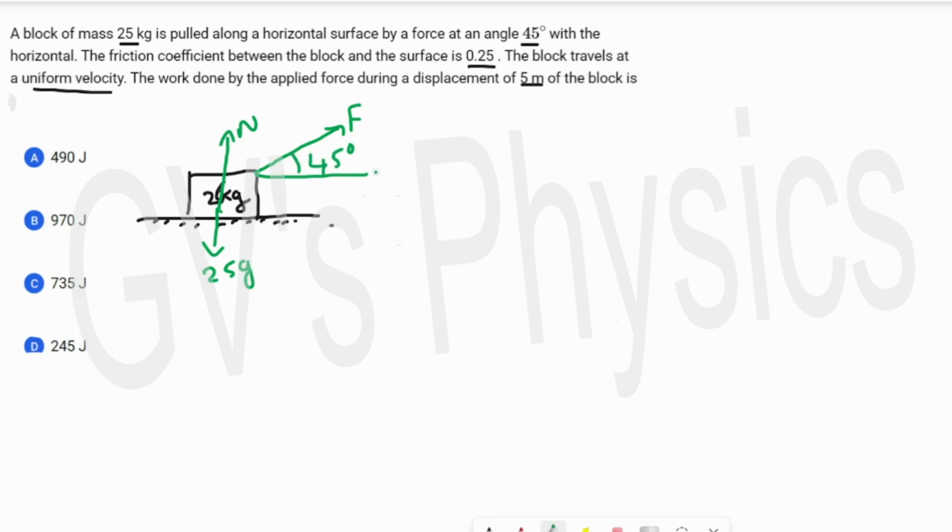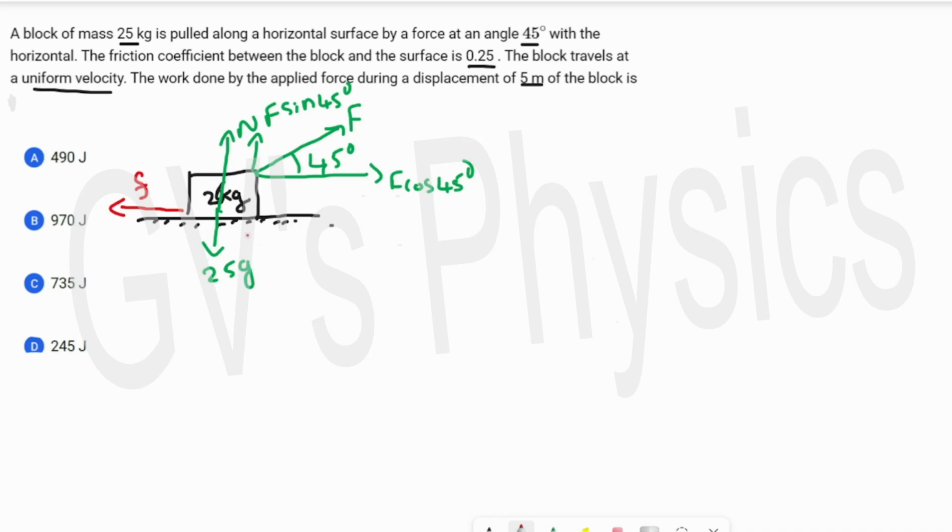So this we can write as F cos 45 degree, and perpendicular to this we can write it as F sin 45 degree. So there is a friction force acting on the surface. Friction force always opposes the motion, so it will be opposite to the applied force and parallel to the surface. So this is the friction force.